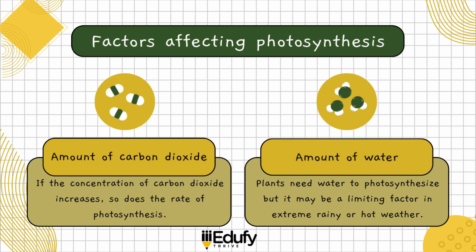Other factors affecting photosynthesis: amount of carbon dioxide. If the concentration of carbon dioxide increases, so does the rate of photosynthesis. Amount of water. Plants need water to photosynthesize, but it may be a limiting factor in extreme rainy or hot weather.